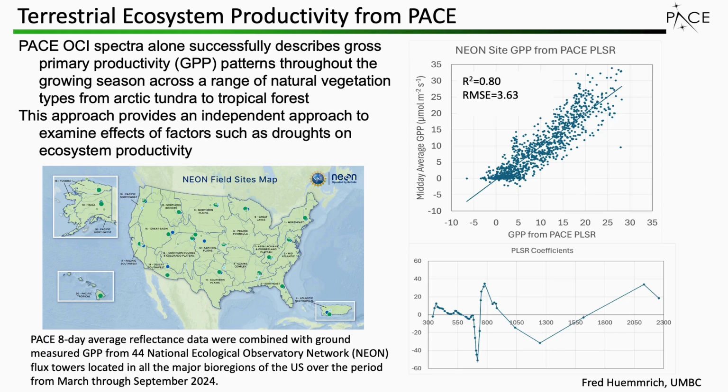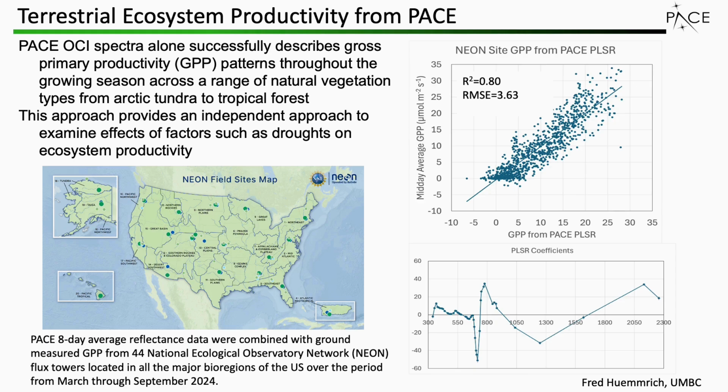I've averaged the gross primary productivity from the towers to 8-day averages that I'm matching up with the 8-day average PACE data extracted for those sites as well. And this is for data covering periods from March through September, so we're getting most of the growing season. So we're looking at a variety of vegetation types throughout the growing season in a variety of sites.